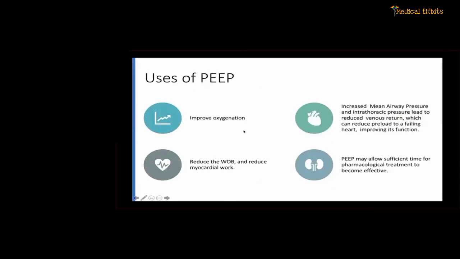So PEEP helps to improve oxygenation. Okay, it causes increased mean airway pressure and intrathoracic pressure, leading to reduced venous return, which can reduce the preload to a failing heart, thus improving its function. PEEP reduces the work of breathing and reduces the myocardial work. PEEP may allow sufficient time for the pharmacological treatment to become effective.